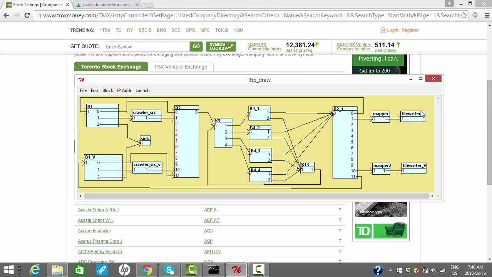And eventually, then dividend investment information will be stored in the file writer and also in the file writer. One is for TMX, one is for the TMX Venture exchange. And we repeat more or less the same logic down here for the TMX venture. So notice that these 4 blocks, the parser blocks, they are shared for both the TMX and TMX venture. It is a nice layout anyway.